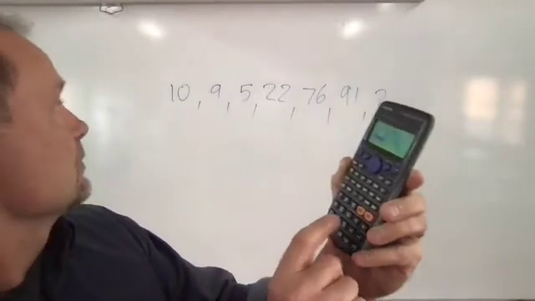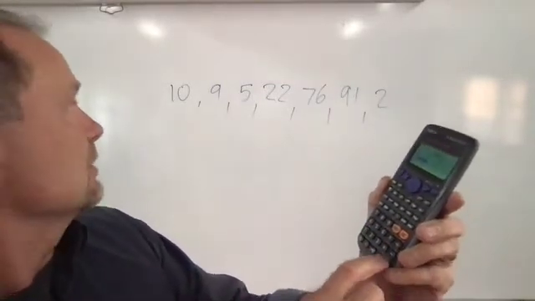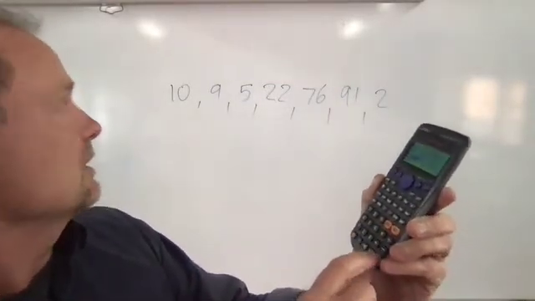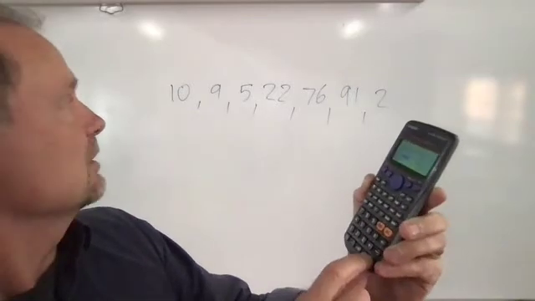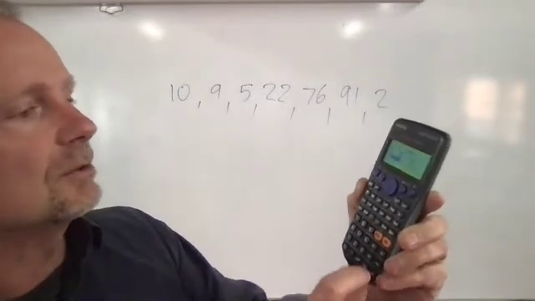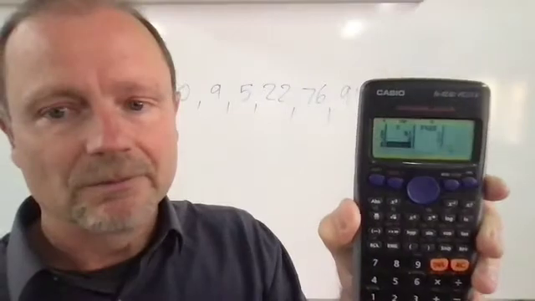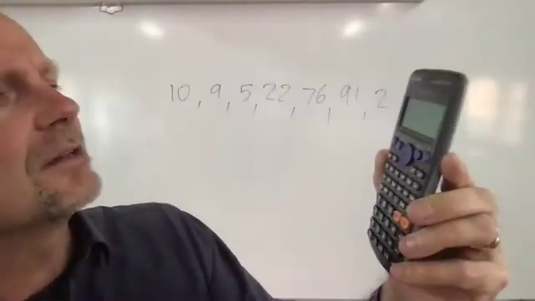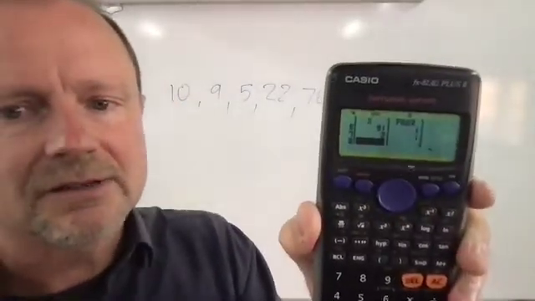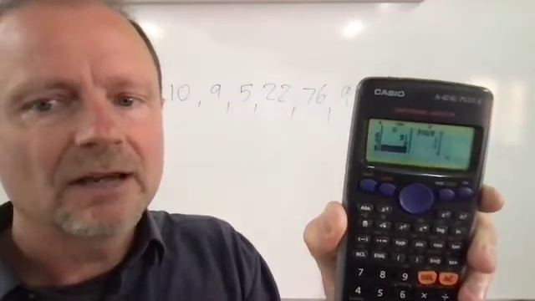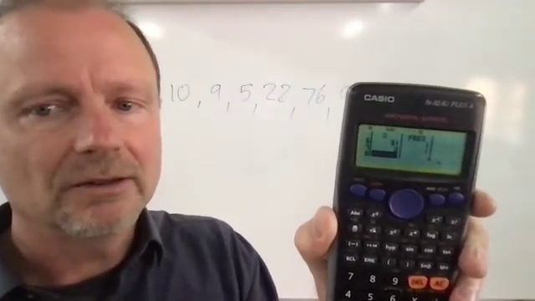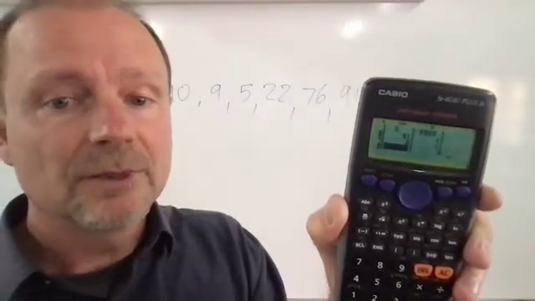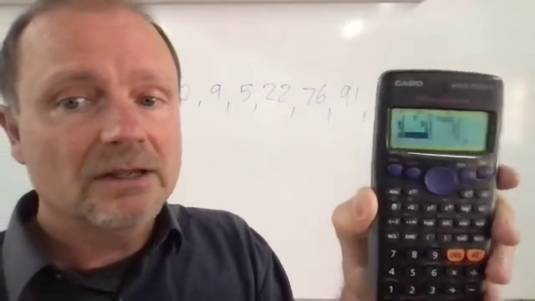5 equals, 22 equals, 76 equals, 91 equals, and 2 equals. And I have all my data in there. It should tell me, and I can see that I have 7 pieces of data. Yes, number 8 has come up, but I haven't put anything into that position for that column.